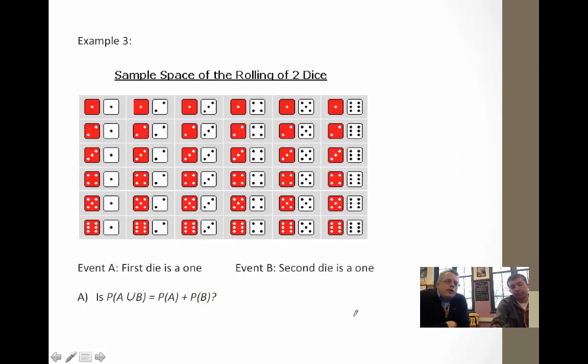So we have two dice again. Event A is that the first die is a 1. That's the same thing we had before, so let's label that A. This time, our event B is that the second die is a 1, and that would be the first column.